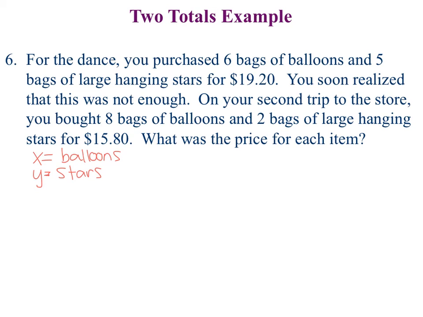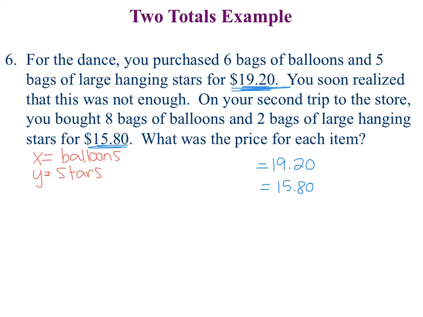This one's a teeny bit different because our two totals are both the amounts of money that you spent, but it was each trip. So the first trip you took, you spent $19.20, so we know we can at least start with $19.20. Second time you went, you spent $15.80, so I know this is going to be my two equations.